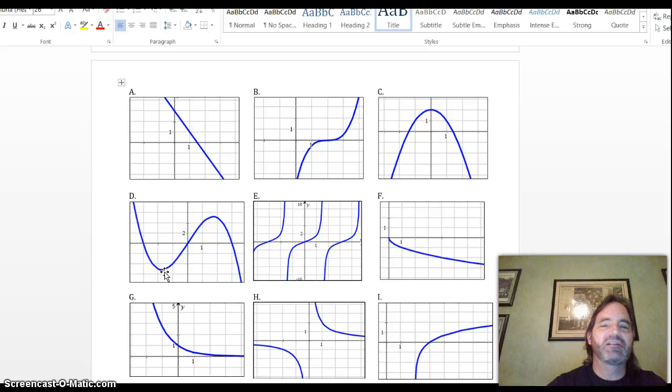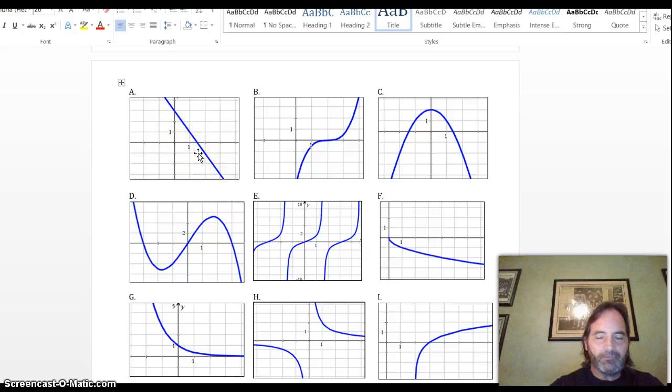Graphs that are always decreasing would look something like this. As x gets bigger, f of x, the output, or y, gets smaller. For the entirety of the graph, if you're talking about always decreasing, this would be that graph. Okay, for the whole domain, as x gets bigger, f of x gets smaller. Okay, the output gets smaller. So as x gets bigger, y gets smaller.